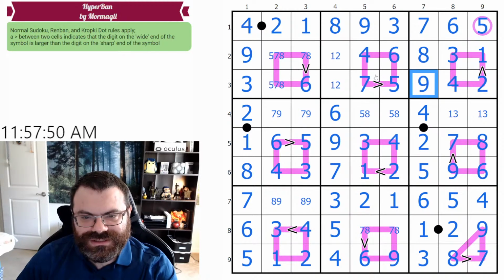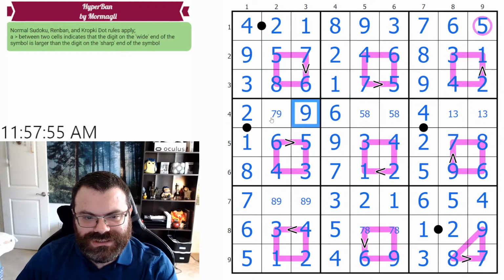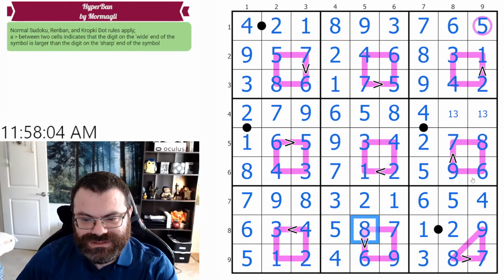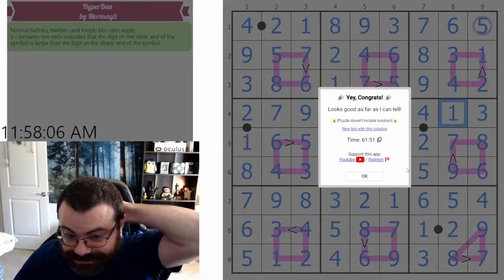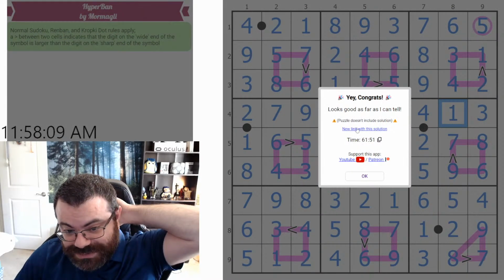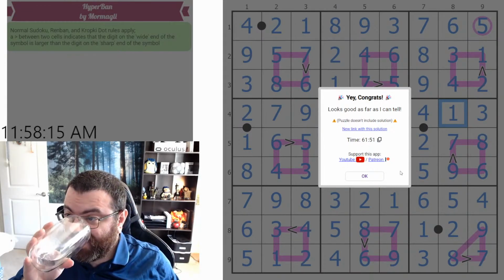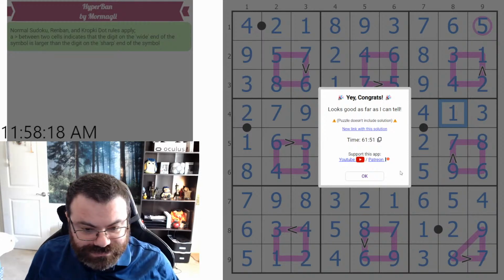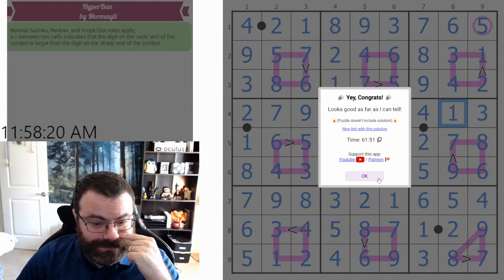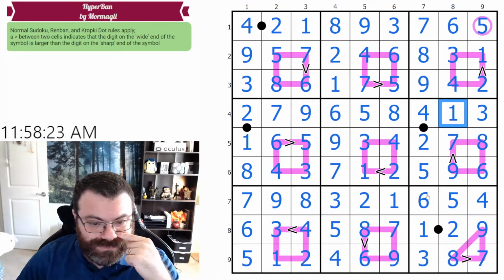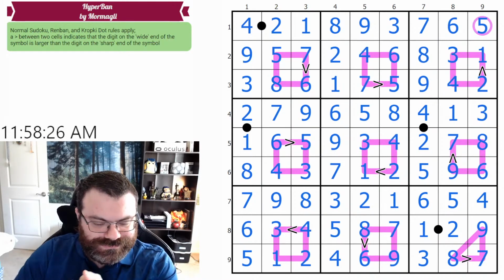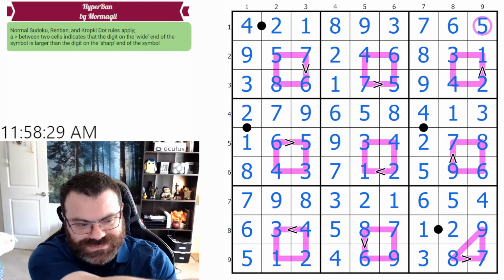Nine looks over. 8 and 9. 7, 5, and 8. 2 and 1. 9 and 7. 8 and 9. 8 and 5. 7, 8. And 3 and 1. Nice. And again, you can store the solution just by clicking that link there. Alrighty. Cool puzzle, Mormagli. Thank you.